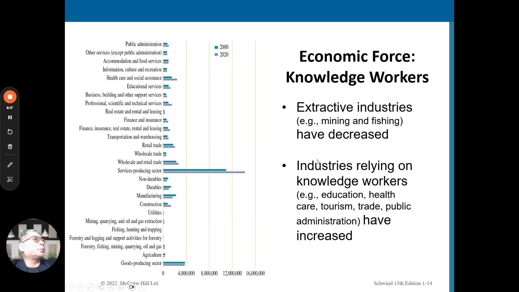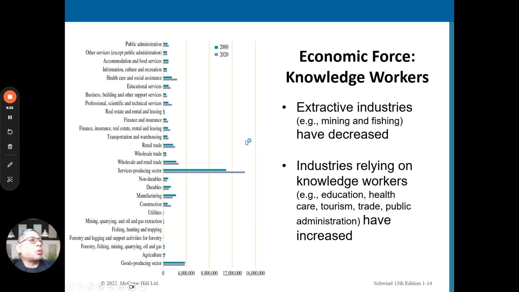Economic force: knowledge workers. We're going to look at an example here. The extractive industries, such as mining and fishing, have decreased. Knowledge worker industries such as education, health, tourism, trade, and public administration have increased. These are examples of areas in terms of knowledge.